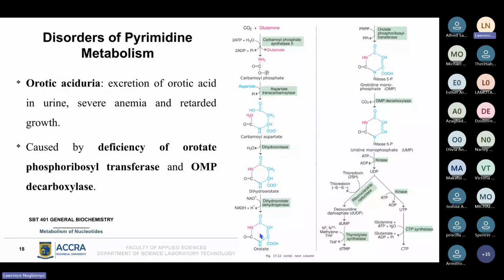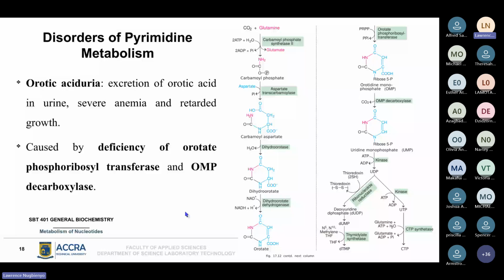orotic aciduria, so there will be excretion of orotic acid in high amounts in urine, and also that can result into some damage of the nervous system. Other symptoms include severe anemia. Of course, the damage of the nervous system will result into some retarded growth and some nervous system disorders.